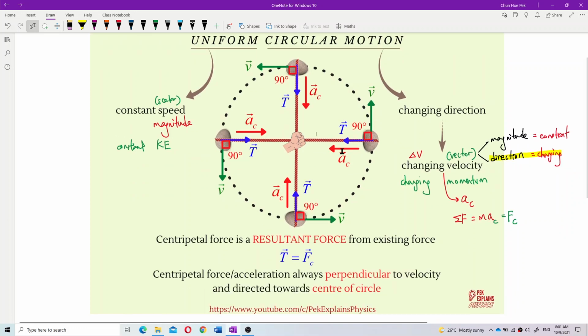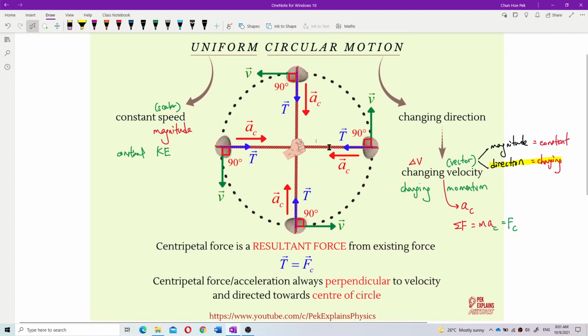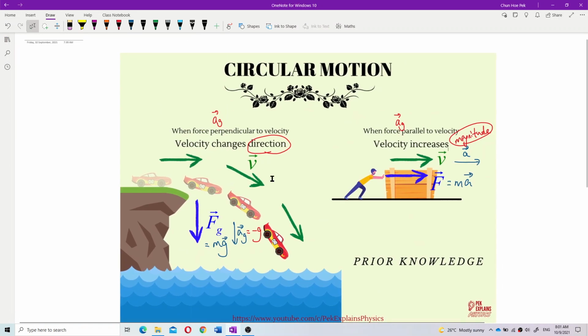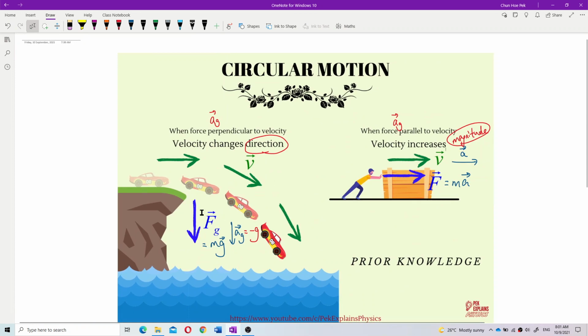So just now when talking about the tension, this tension is the one responsible for the stone to move in a circular motion. Just like what you learned before in projectile motion, the gravitational force is the one responsible for the velocity to change direction into a projectile motion.